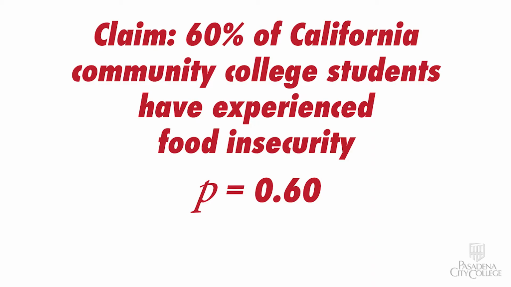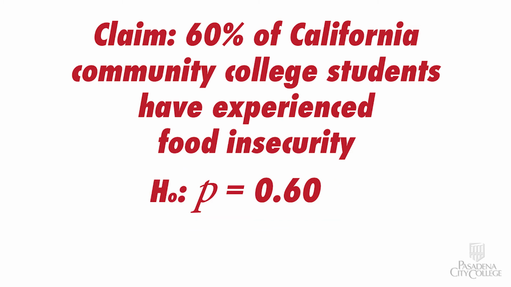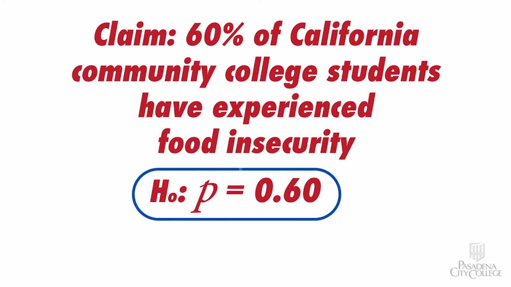Oh, okay. So let's look at our original claim again. Our claim was 60% of community college students have experienced food insecurity in the past year. That seems to be a statement of equality, so I think that claim translates to P is equal to 0.60. And is this the null or alternative hypothesis? Well, it contains an equal sign, so I think that should be the null hypothesis. So the null hypothesis would be P equal to 0.60.